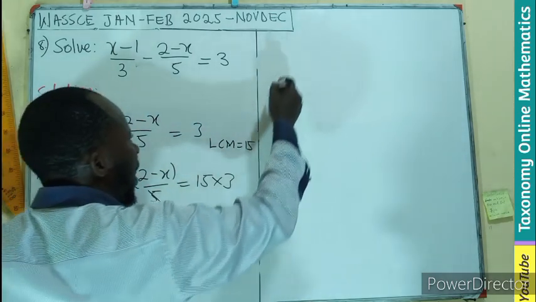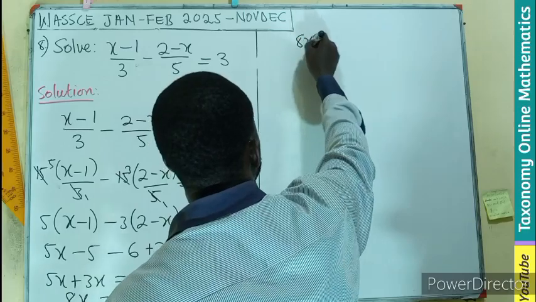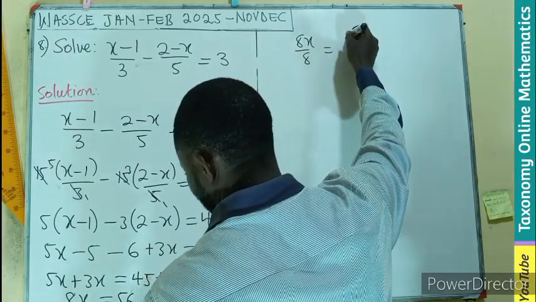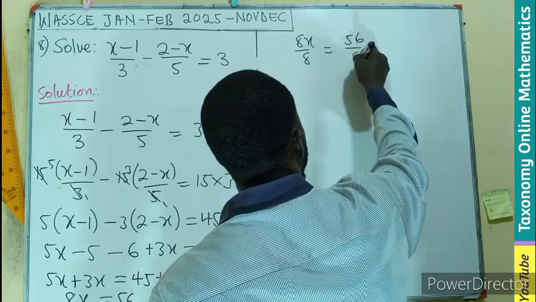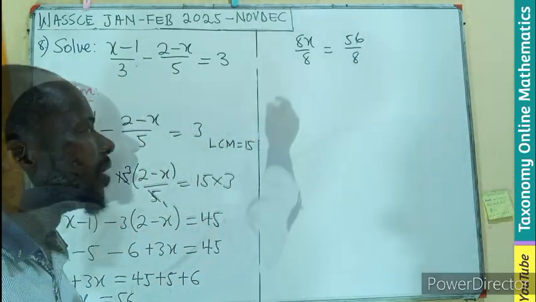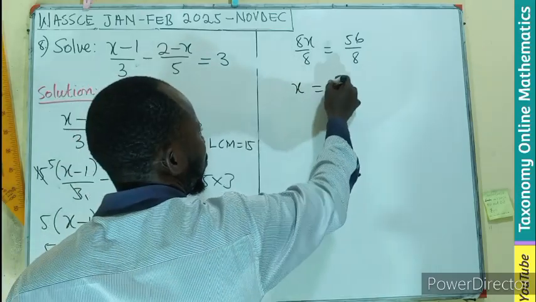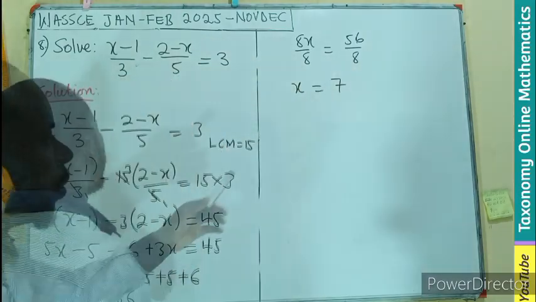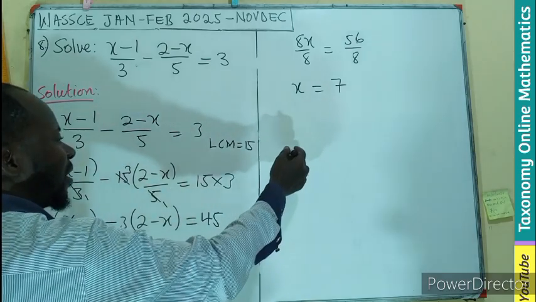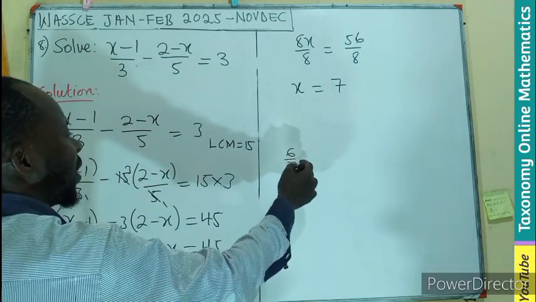So we need to divide both sides by the coefficient, 8. What is that? 56 divided by 8. I think 8 times 7 is what? 56. So x is going to be what? 7.